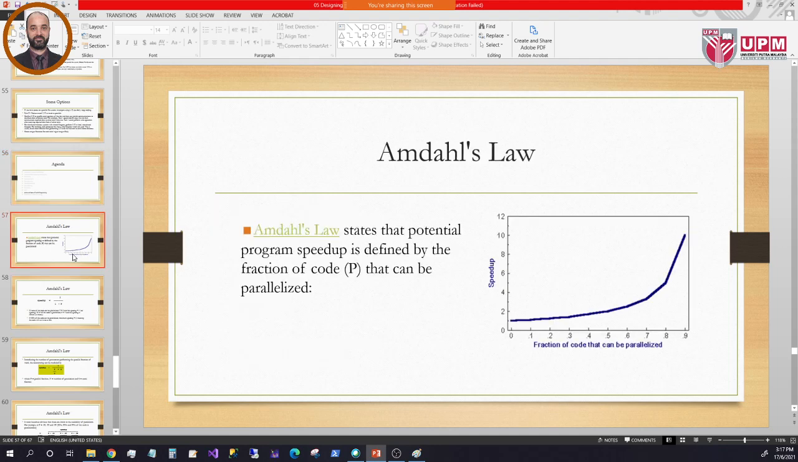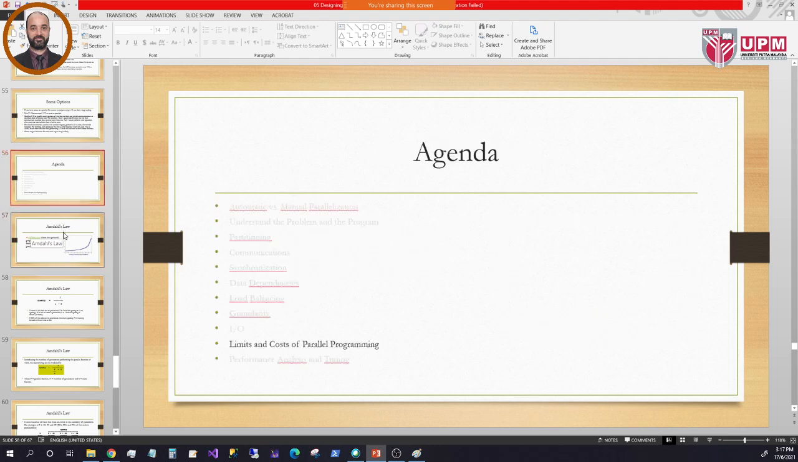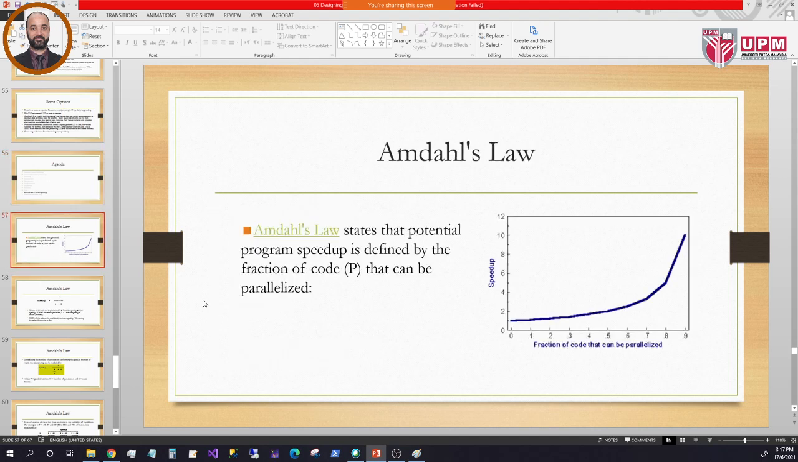Let us continue with the limits and costs of parallel programming. We come here to Amdahl's law. We have already taken this before, I think in the third chapter or maybe the second chapter last time. Amdahl's law states that potential program speedup is defined by the fraction of code P that can be parallelized. So this P actually reflects the nature of the problem.